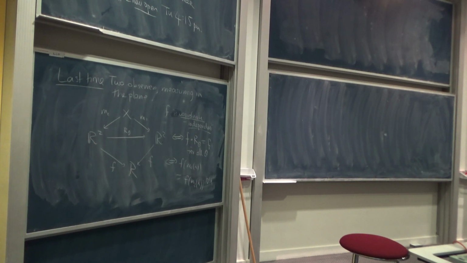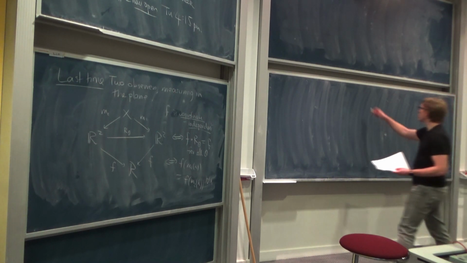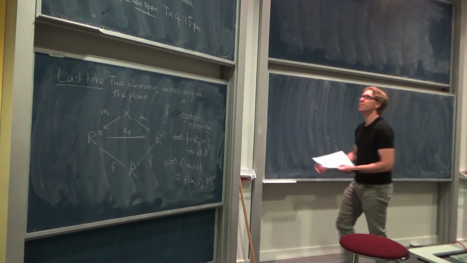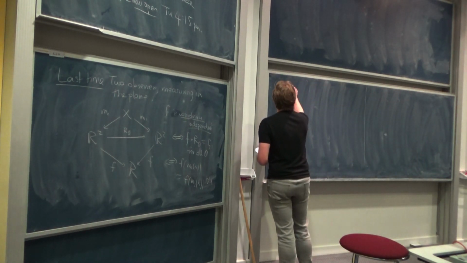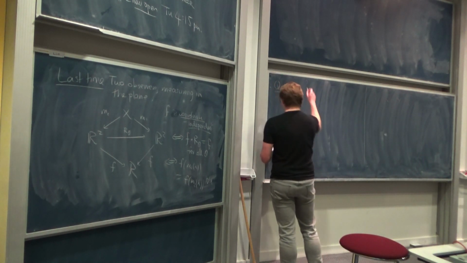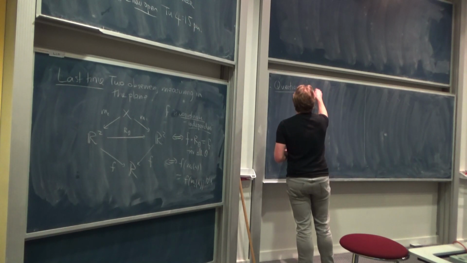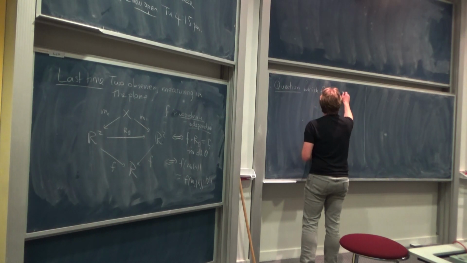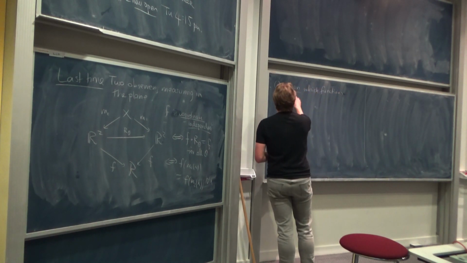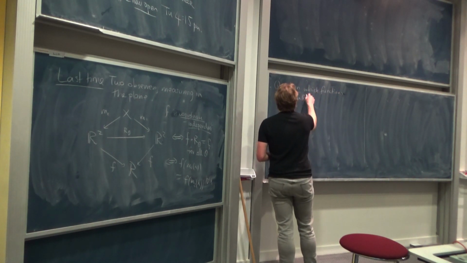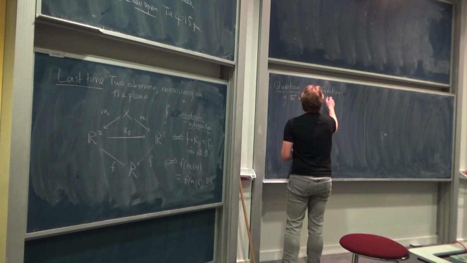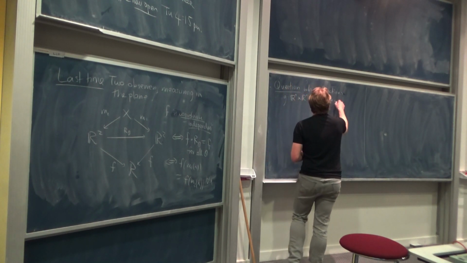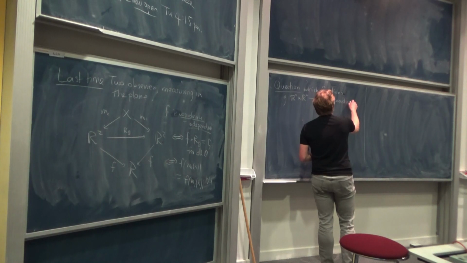Well, that's as may be, but more interesting is the case where there are two points. So I finished with the following question, which we'll now answer. Question: which functions of a pair of points are coordinate independent?